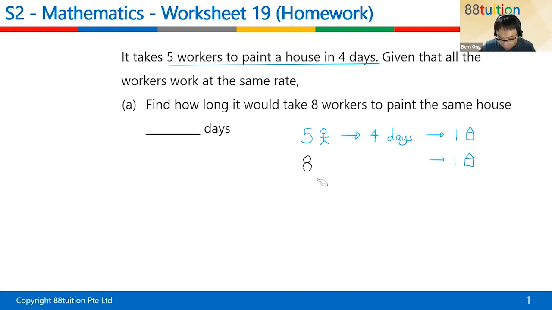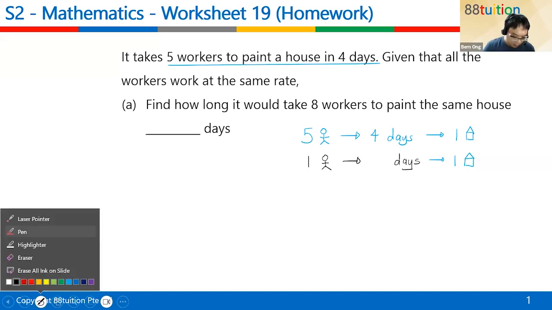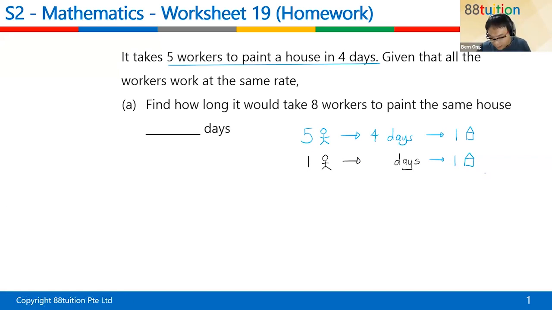But before you find 8, can I purposely find 1 worker first? If you're only given 1 worker, how many days will that worker need? Is this a direct or inverse proportion? You have to use your common sense, children. From 5, how do you get to 1? Down here is a divide by 5. But if I divide by 5, it will be crazy. 5 men required 4 days to paint one house. If 1 man paints the entire house, you take 4 divided by 5.